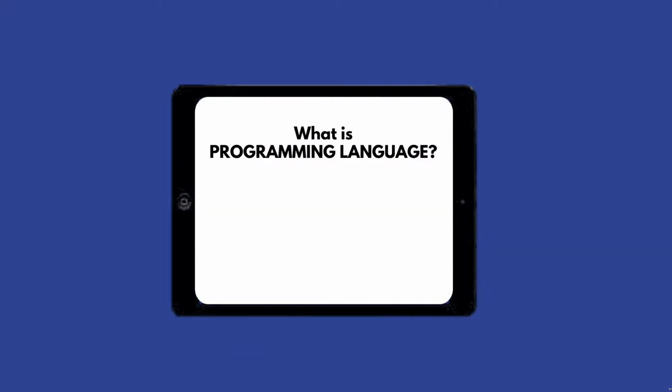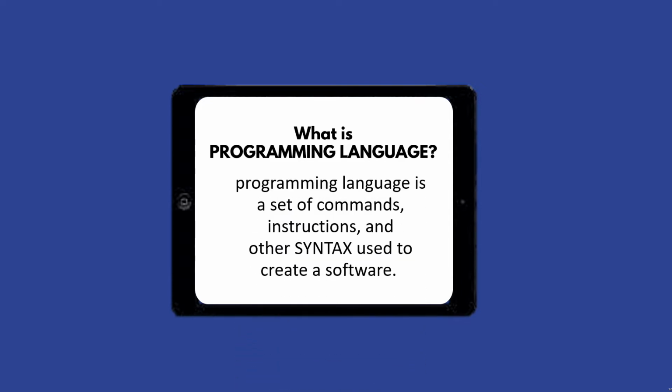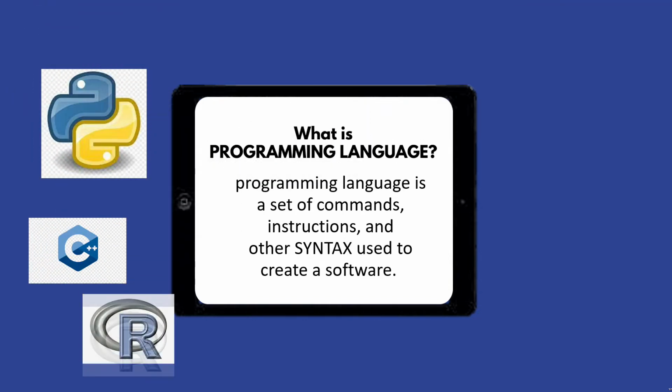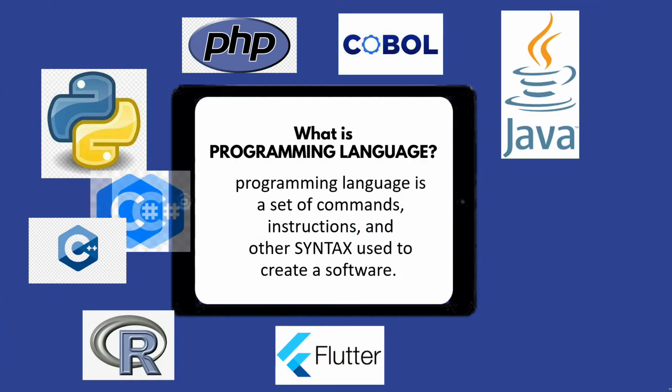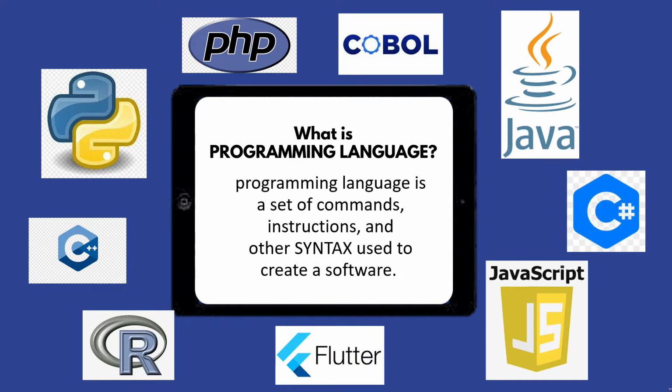What's a programming language? A programming language is a set of commands, instructions, and other syntax used to create a software program. Aside from that, it is also a language that comprises a set of instructions that produces various kinds of output. Examples are Python, C++, R, PHP, COBOL, Flutter, Java, C#, and JavaScript.